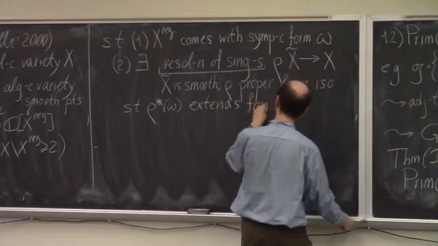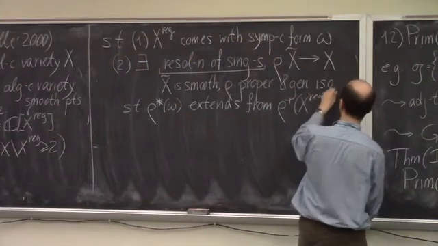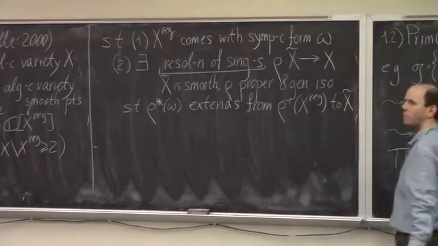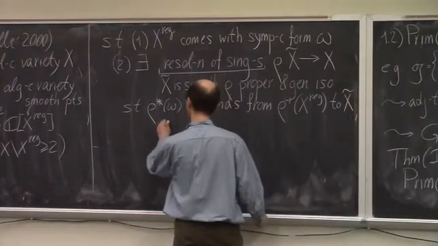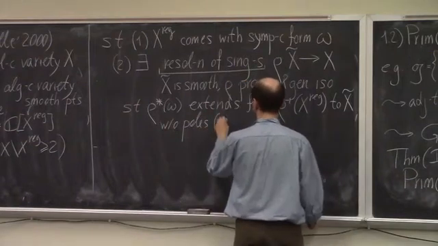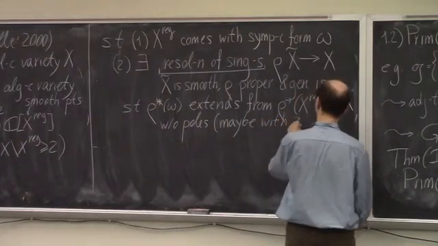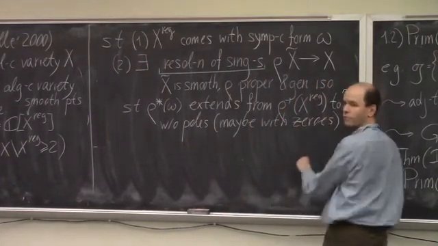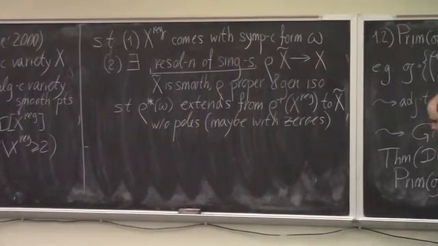from the pre-image of x reg to x tilde. Extends without poles. I can always extend with poles, but here it extends without poles, but maybe with zeros. So the extension is required to be a holomorphic form, but it needn't be a symplectic form. Absolutely. It doesn't have to have zeros and still could be degenerate. Well, I mean, yeah.